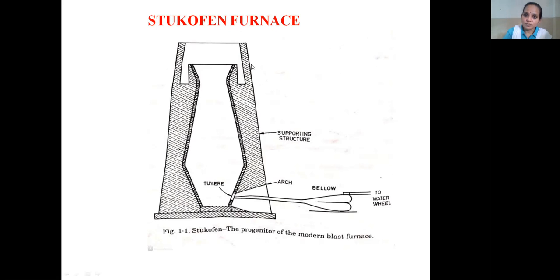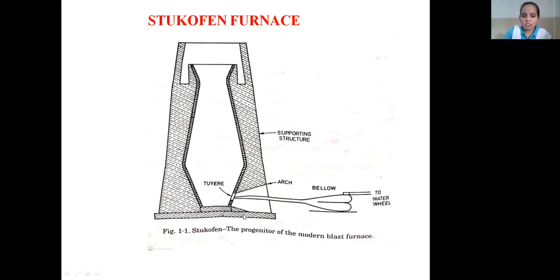So this top was closed and the natural draught was replaced by a water driven bellow, and the product was in a molten state. The charged materials were ore and coke. The charge was changed from charcoal to coke for an improved production rate and decreased production cost.